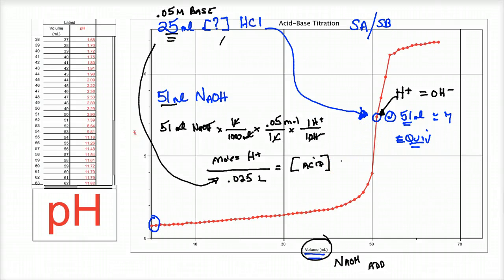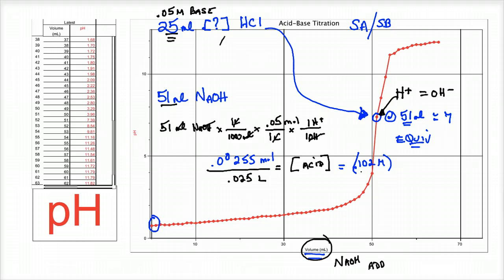Let's go find that number. Very simply, 51 divided by 1,000 is 0.051, times 0.05, so I get 0.00255 moles. So this mole value, let's put it in blue because I can, 0.00255 as my moles. Divide that by 0.025, and I get the acid concentration is 0.102 molar. That's good for me because I tried to make 0.10 molar, so not too bad.